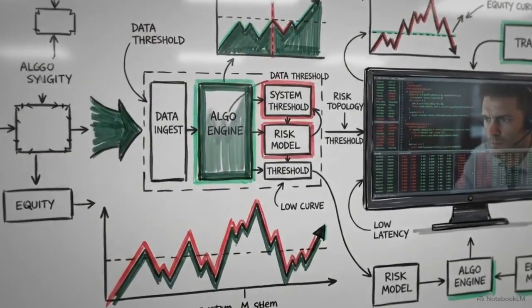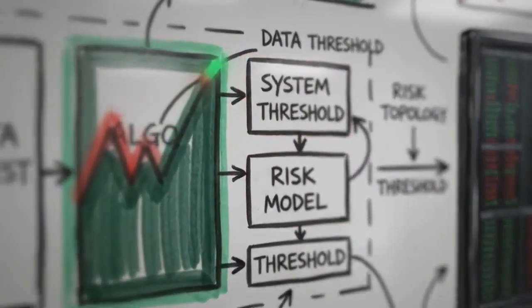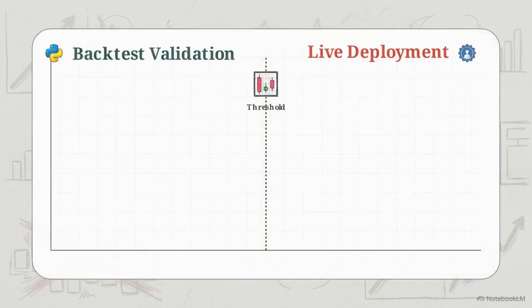Train a machine learning model on historical market data, and it will often find patterns a human never could. It will generate a flawless backtest. Then you deploy it live, and within weeks, the account is hemorrhaging capital. This diagram illustrates that exact disconnect.